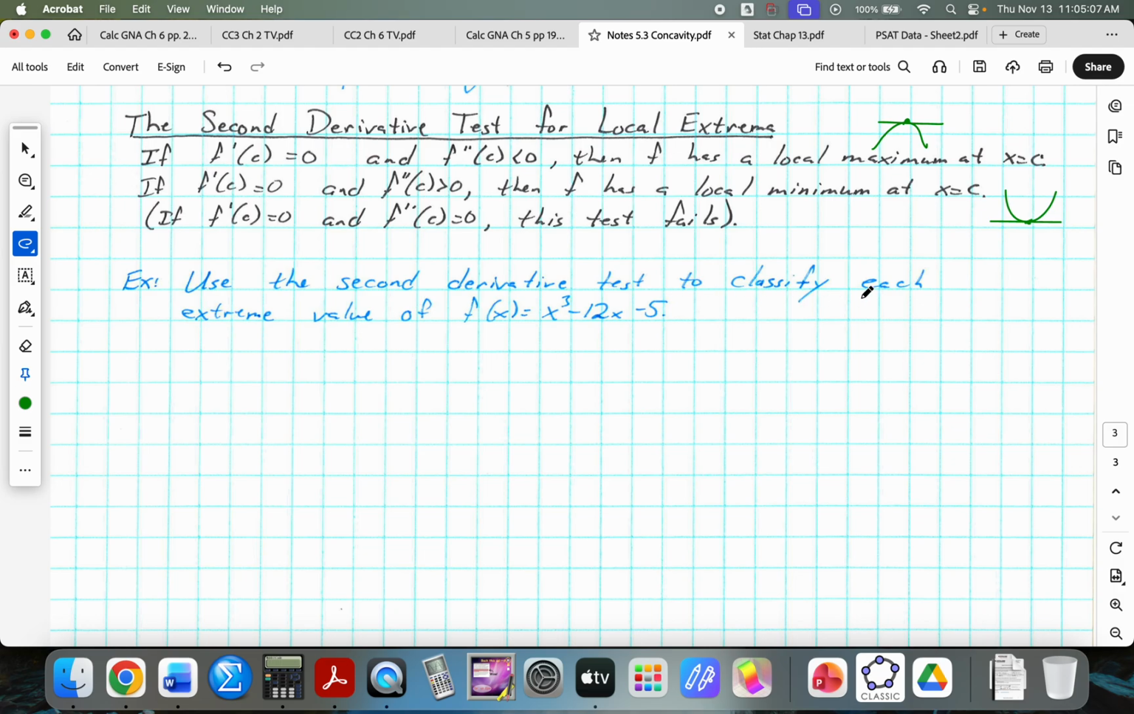Use the second derivative test to classify each extreme value of f of x is x cubed minus 12x minus 5. So I'll take the first derivative. And it starts off just like I'm doing the first derivative test. I take the first derivative. I look for critical points. There's no place where the derivative doesn't exist, so I'll just look for where it's equal to 0. That's just 3 times x squared minus 4. So my critical points are x equals plus or minus 2.